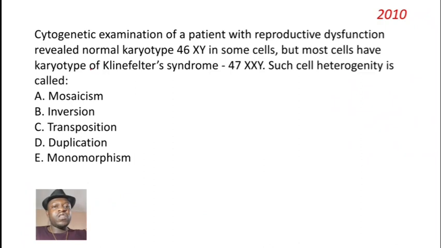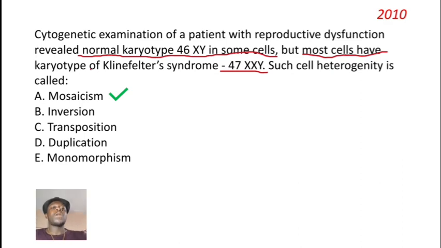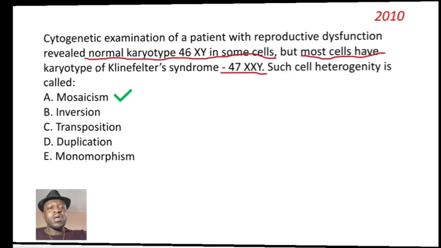Next question. Cytogenetic examination of a patient with a reproductive dysfunction revealed normal karyotype 46XY in some cells, but most have the karyotype of Klinefelter syndrome, 47XXY. Such cell heterogeneity is called what? The Klinefelter syndrome. This one is mosaicism. Mosaicism is the correct answer.